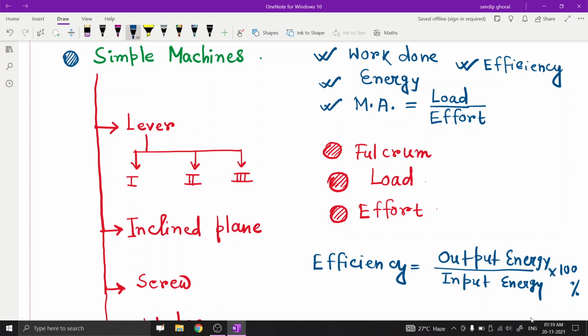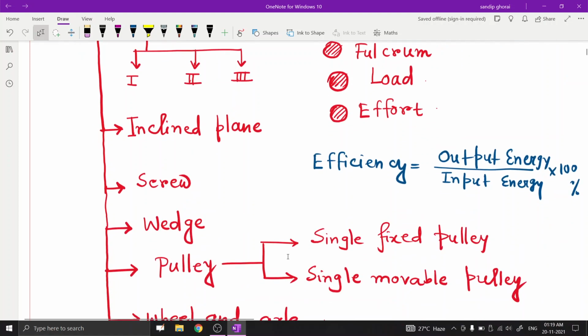So this is the revision class. We revised the whole chapter in short form. This is the end of the class. In the next class we will discuss some questions or problems on two chapters, friction and force, and also simple machines. So this is the end of today's class.